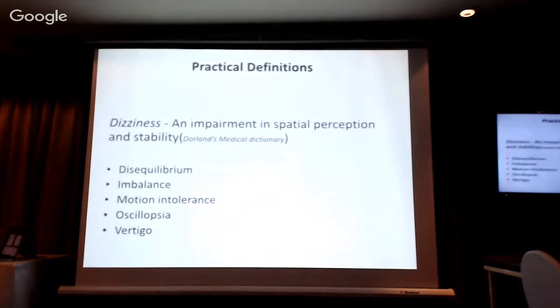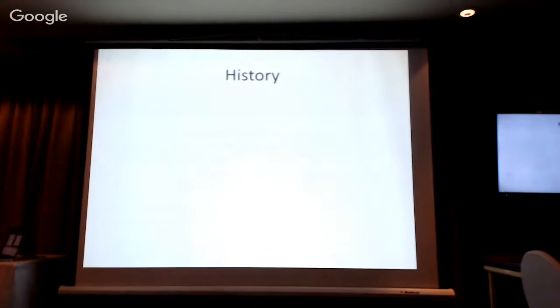Dizziness, on the other hand, is defined as an impairment in spatial perception and stability. Therefore, it could represent disequilibrium, imbalance, motion intolerance, oscillopsia, and even vertigo. So, dizziness is an umbrella term really. Having those definitions at the back of our mind, we will now move on to clinical evaluation.